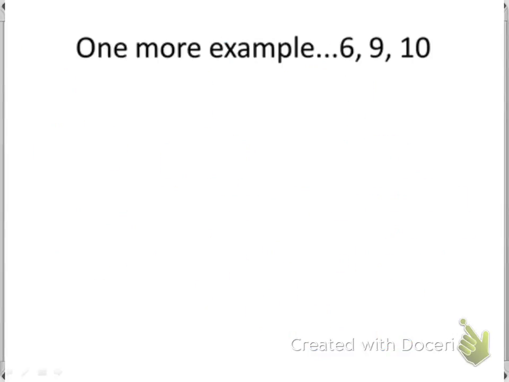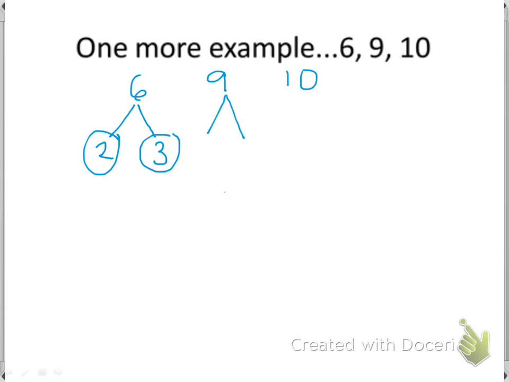One more example. So this time we're trying to find the least common multiple of 6, 9, and 10. Our first step is to make a factor tree for all three. The prime factorization, or two factors when I multiply together give me 6. That's 2 and 3. I am going to circle the 2 because it's prime, and the 3 because it's prime as well. All right, we are done because we've finished with prime numbers.